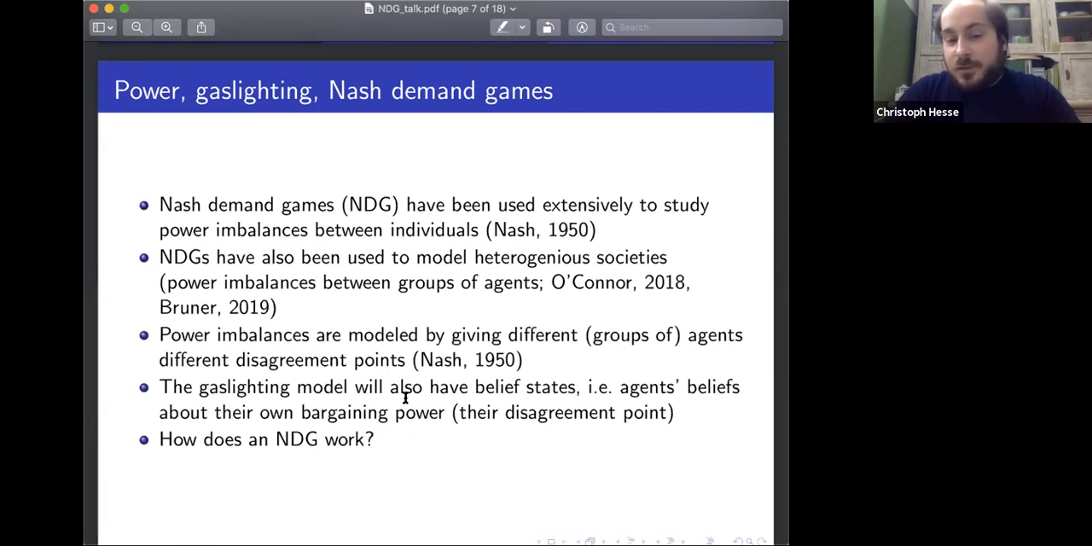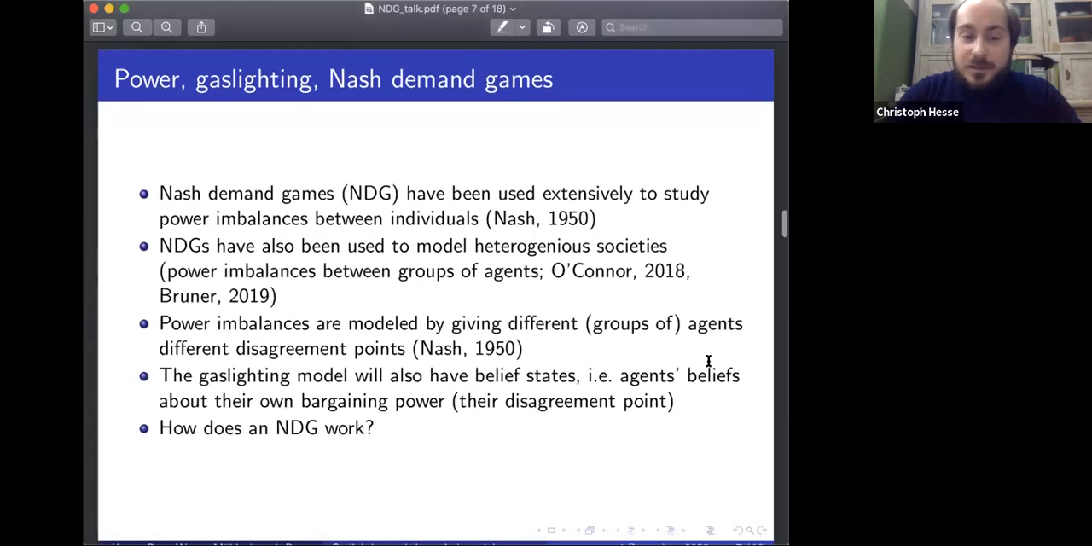Yeah, and crucially for the gaslighting model, we also need a way to update beliefs. So on top of the disagreement points, or some way of capturing bargaining power in the Nash demand games, we also add belief states and updates of beliefs.